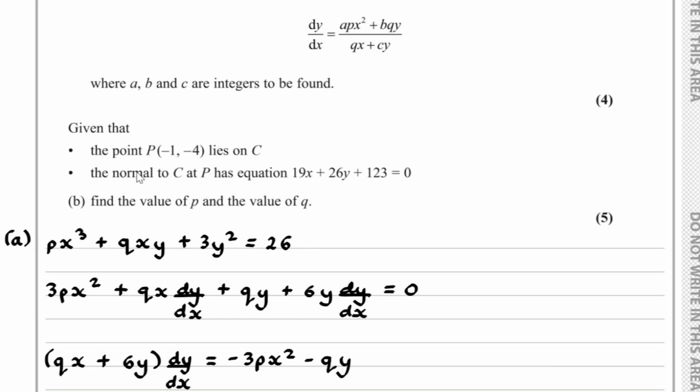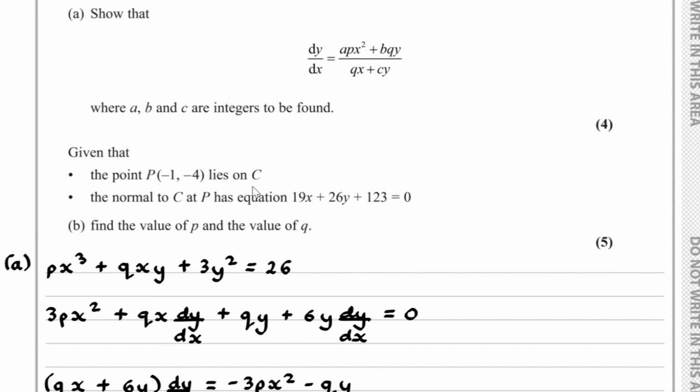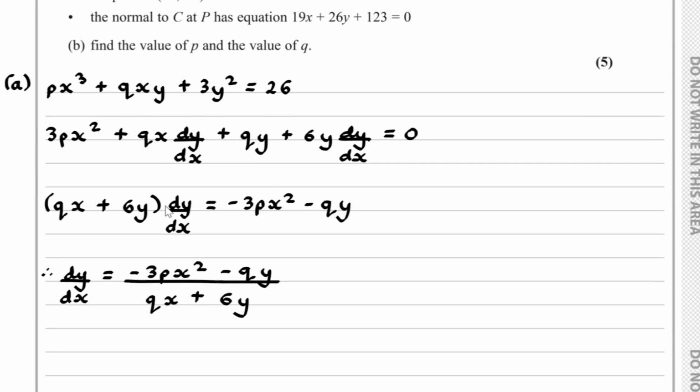Part B of the question. Given that the point P with coordinates -1, -4 lies on C, and the normal to C at P has equation 19x plus 26y plus 123 equals 0, we have to find the value of P and the value of Q. Well, we know that P lies on C.